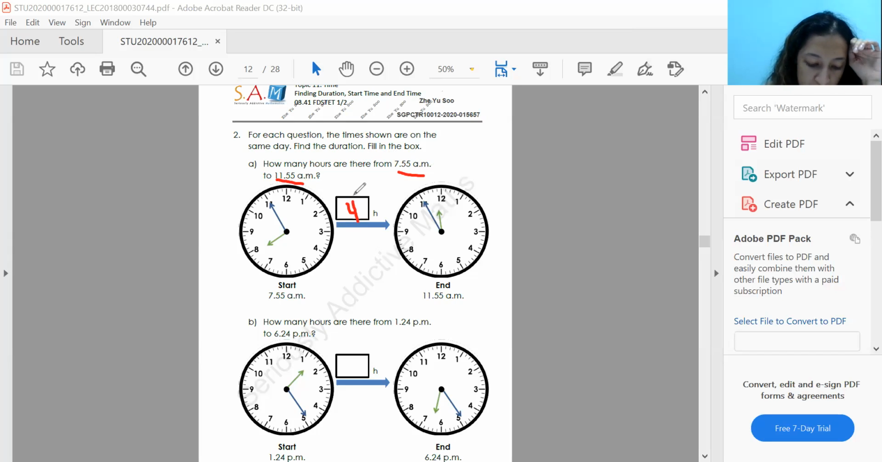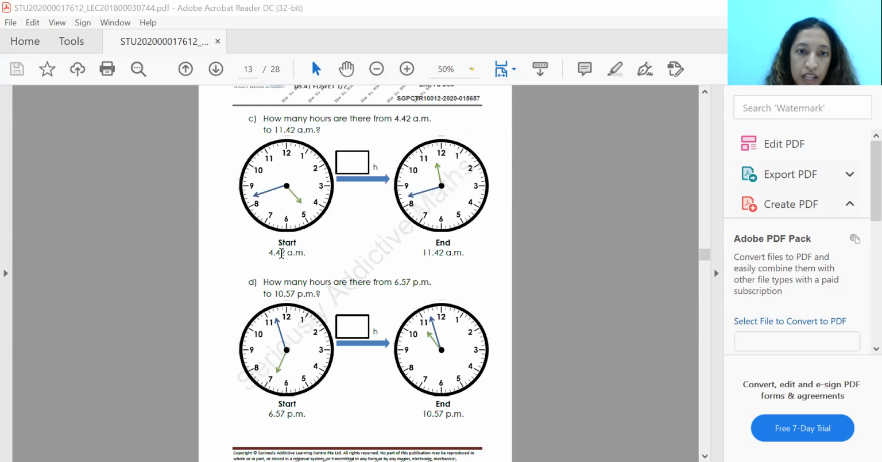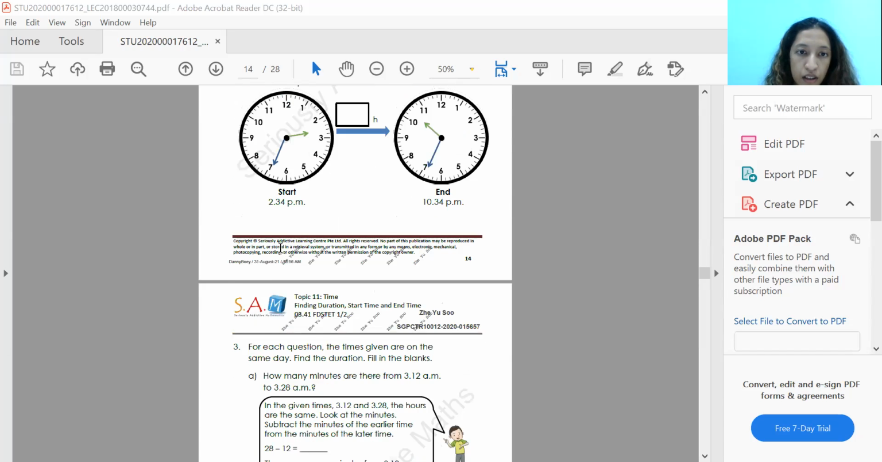And now how many hours are there from 1:24 p.m. to 6:24 p.m.? So let us use our fingers. 1, 2, 3, 4, 5, 6. So there are 5 hours. Okay, so for hours, it's pretty straightforward, but for minutes, let us see minutes now.